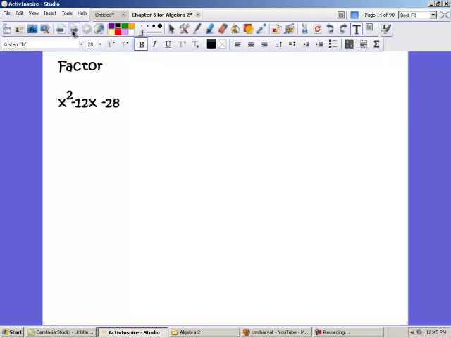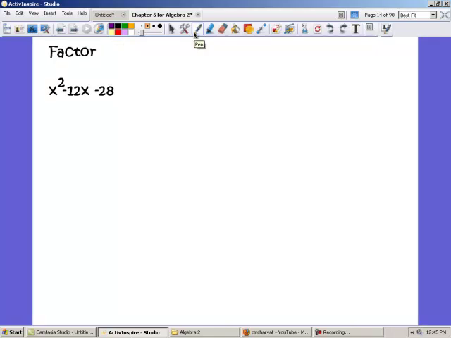So here are a few things that you need to remember every time you factor. We have the general form here of ax squared plus bx plus c. A is a 1, b is negative 12, and c is negative 28. Whenever your a is a 1, factoring can be very easy for you. So all you have to do is take the factors of negative 28.